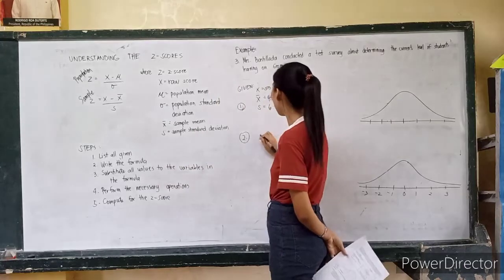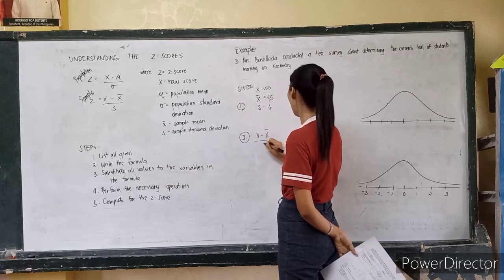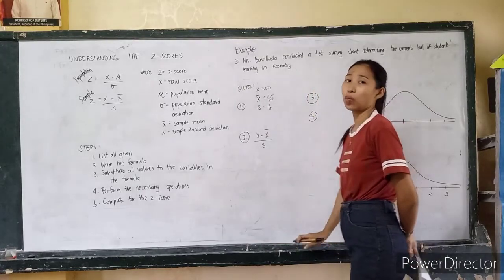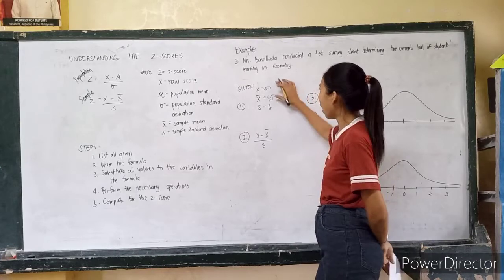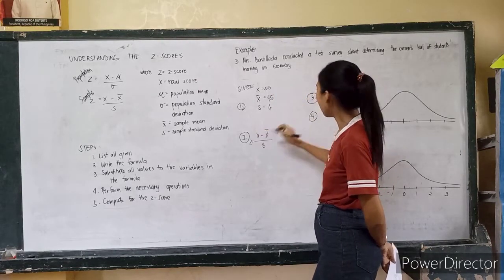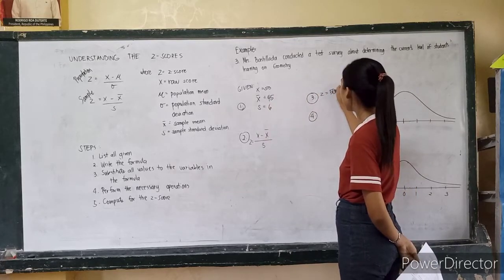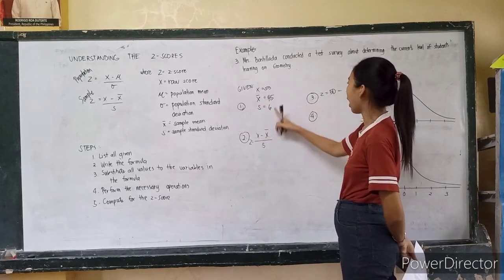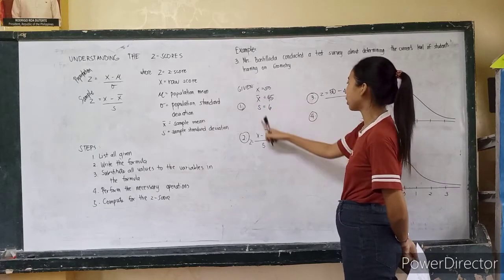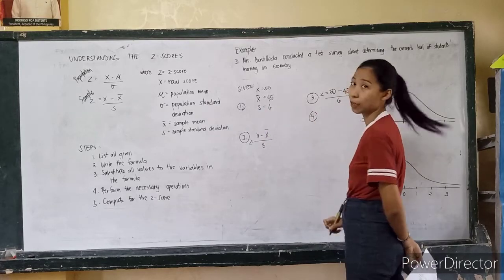So our formula for this example is x minus x bar over s. Next part is we are going to substitute the values with your variables. So nakalimot ko sa z. So z is equal to x, which is 50, minus your sample mean or x bar, which is 45, over your s or sample standard deviation, which is 6.